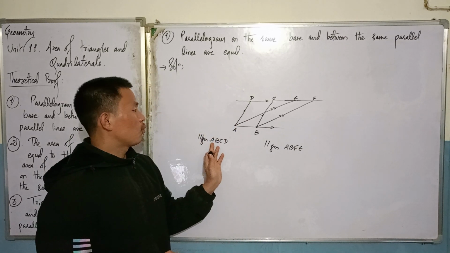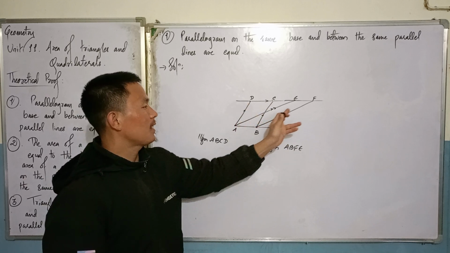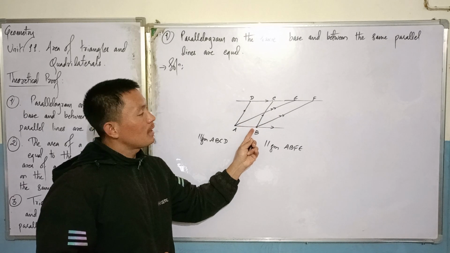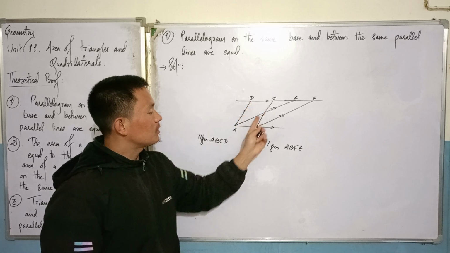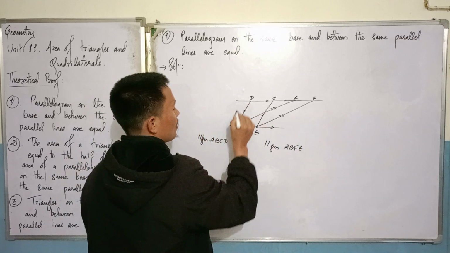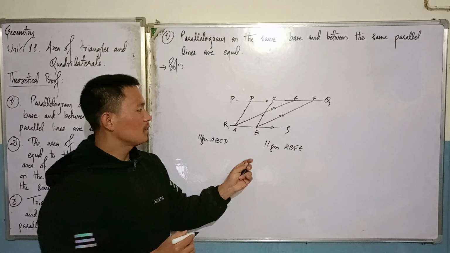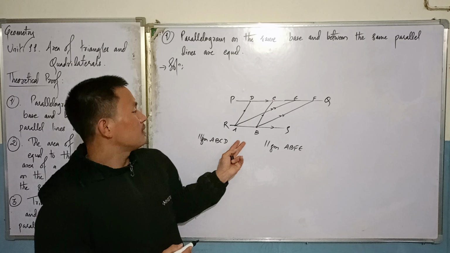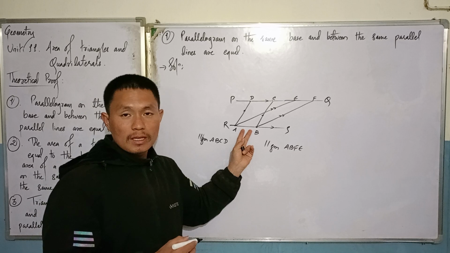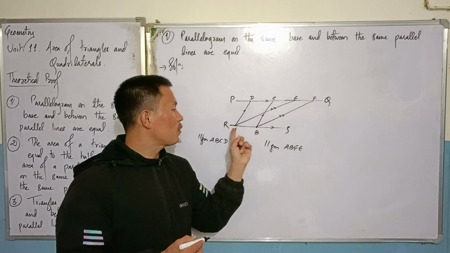Both parallelograms are standing on the same base AB and under the same parallel lines DC. You can call them the parallel lines, let's consider them PQ and RS. So parallelogram ABCD and parallelogram ABFE are both standing on the same base AB and between the same parallel lines PQ and RS.